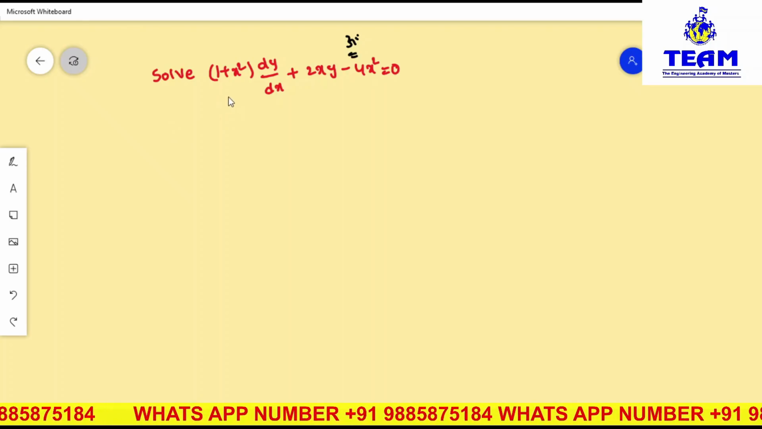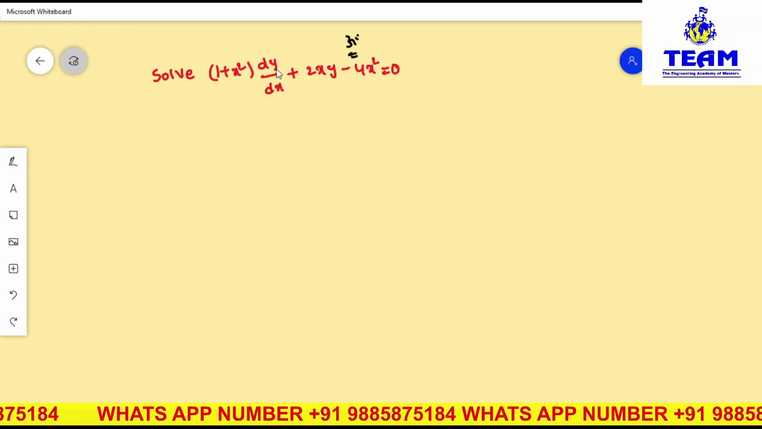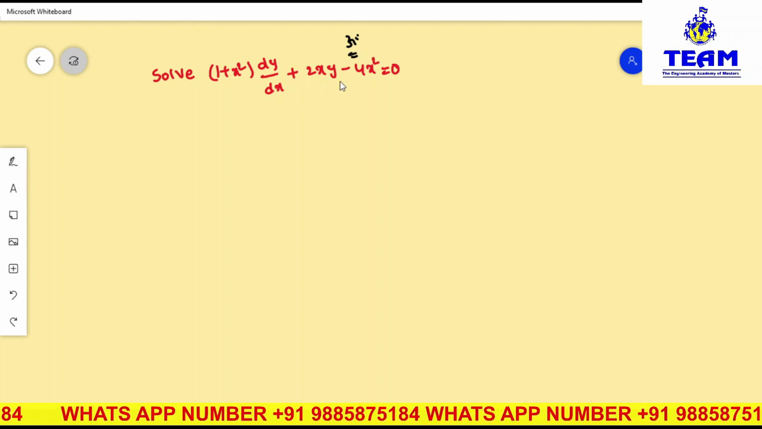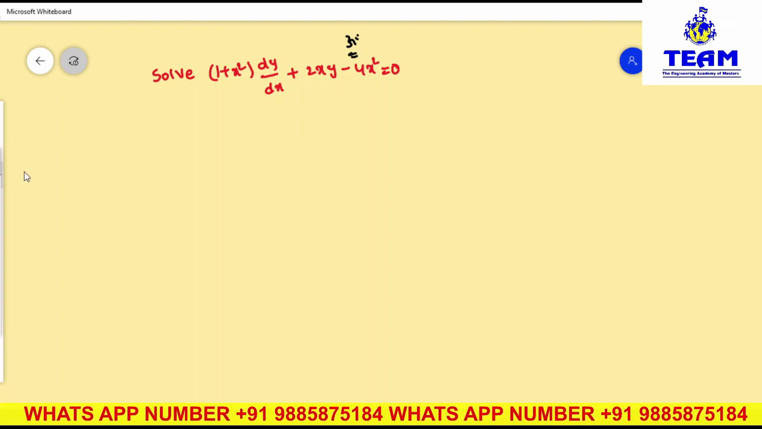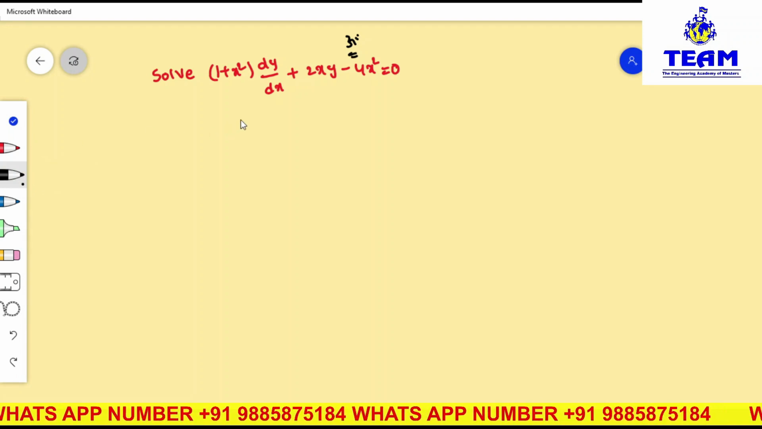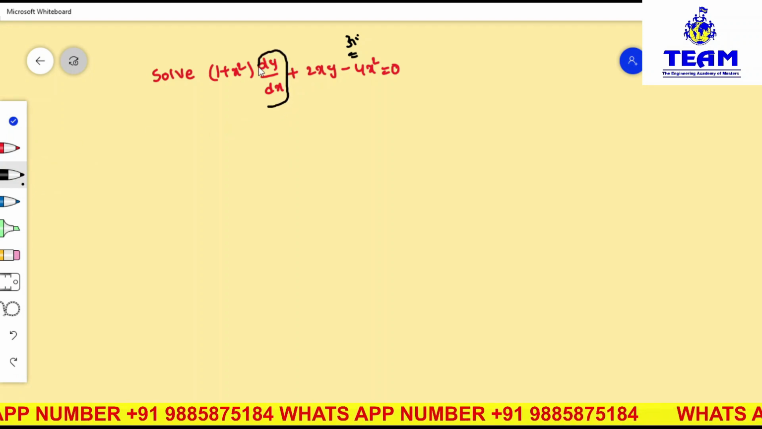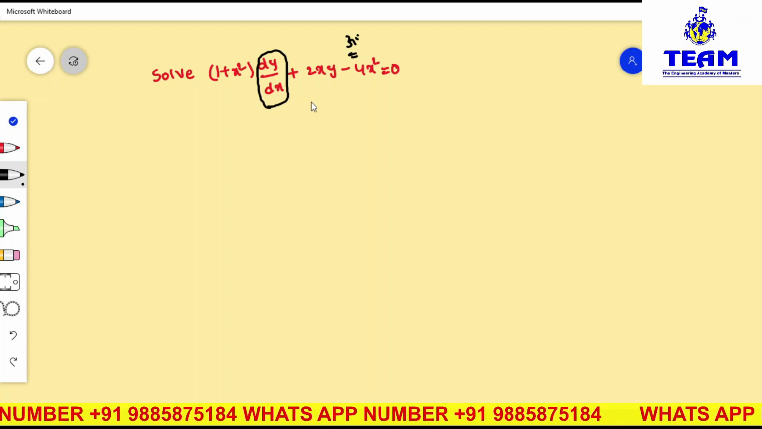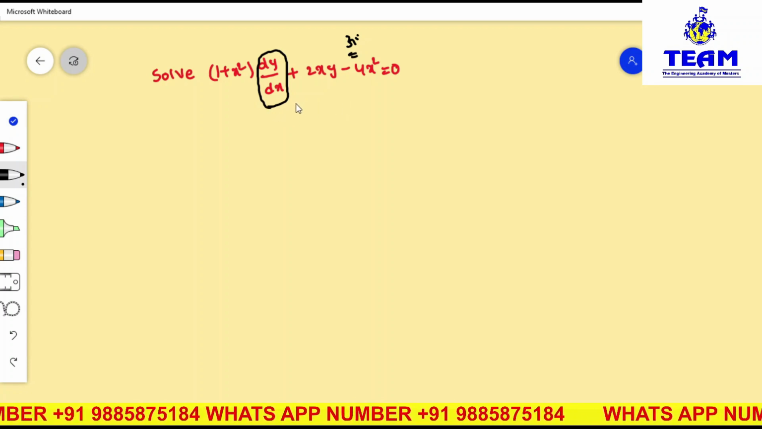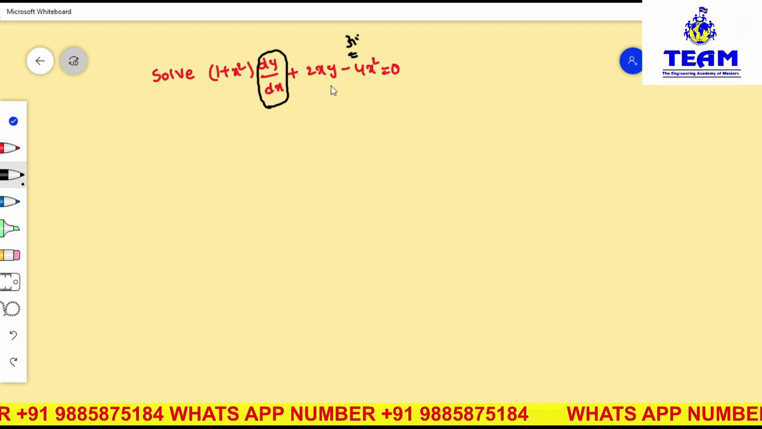The given problem is: solve 1 plus x square into dy by dx plus 2xy minus 4x square is equal to 0. Friends, here you observe they have given the dy by dx term. So by observation you can say this is a first order and first degree differential equation.